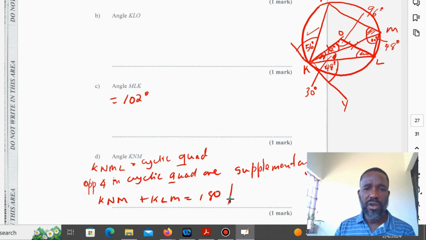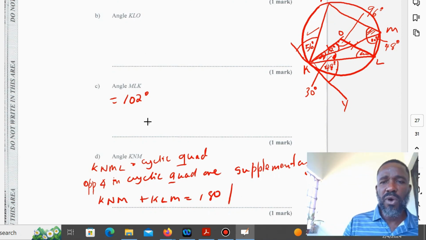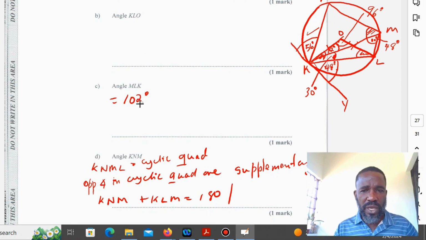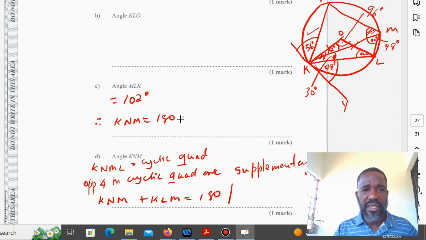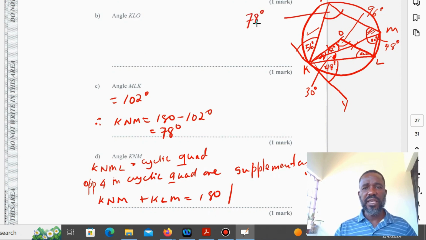That's what we know, right? But what else do we know? We know that KLM or MLK is equal to 102 degrees. So therefore KNM is going to be equal to 180 degrees minus 102 degrees. So 180 minus 102 is equal to 78 degrees. So what that is saying is that this angle here is equal to 78 degrees.